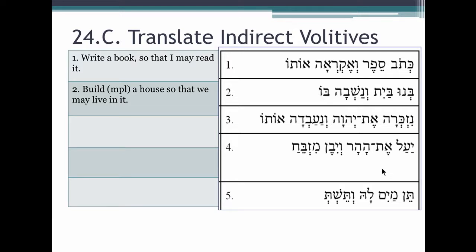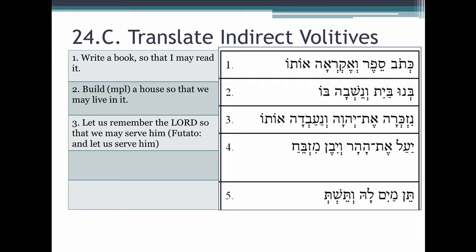Number 3, nizkara. Okay, nun prefix, discernible lemma, qamets he is a dead giveaway for a cohortative. So let us remember the Lord. And then we have vav with another, again, nun prefix, discernible lemma. You'd think it was imperfect until you see the added qamets he, then you know it's a cohortative. So let us remember the Lord so that we may serve oto, him, we may serve him.